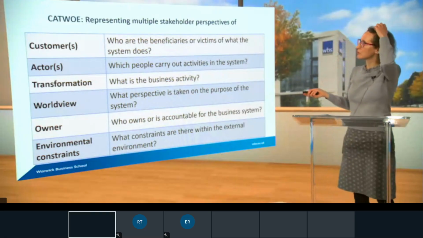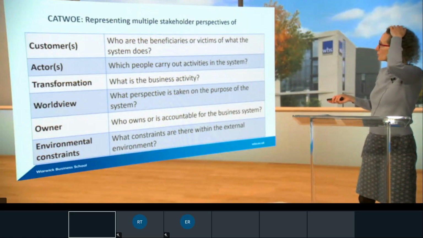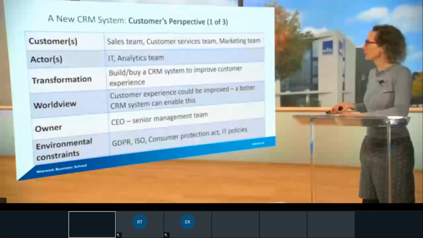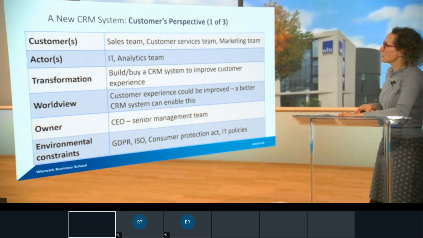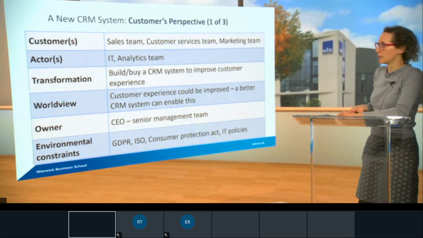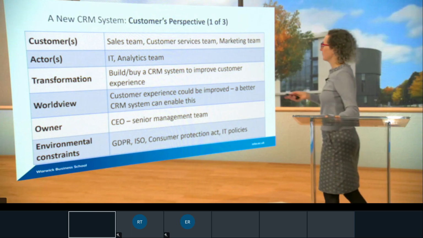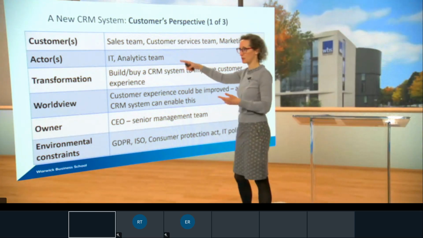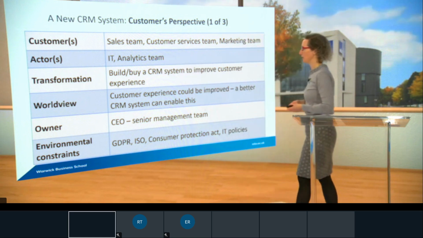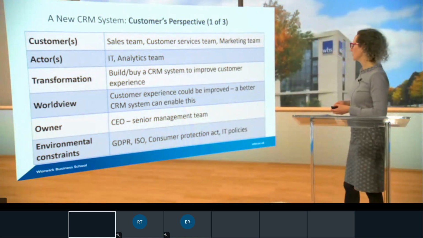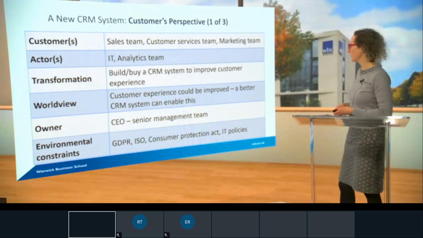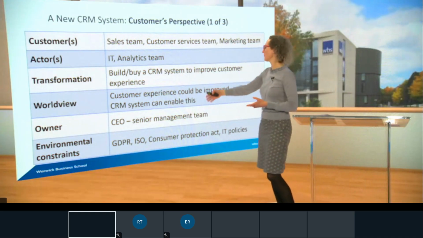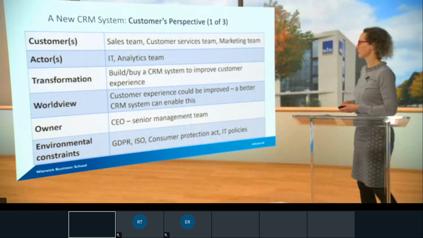So let's move on to a first example. And because we are representing multiple stakeholder perspectives, this is, of course, the first example. So if we look at the customer's perspective on a new CRM for Algabar. They've identified the customers: the sales team, the customer services team, the marketing team. The actors, the people delivering: the IT team, the analytics team. What are they doing? They're building or buying a CRM system to improve customer experience because they believe that a better CRM system can improve customer experience.